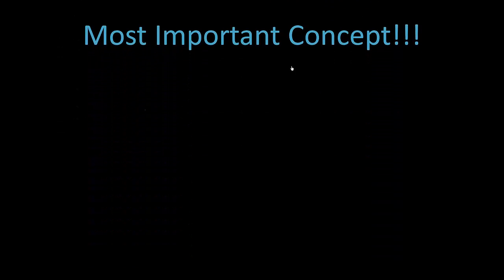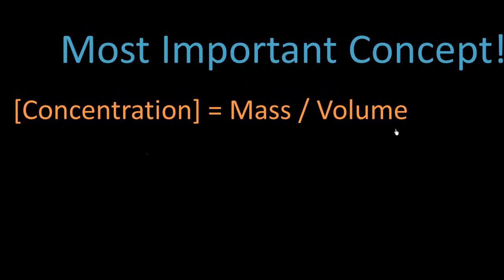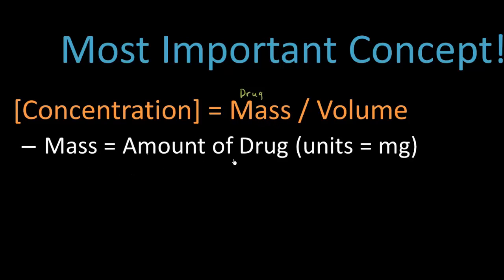So the most important concept. Well, this is something that you probably learned in high school. And what is that? Concentration is equal to mass over volume. Super simple. You must know this. But in terms of pharmacology, what are we talking about? When we talk about the mass, we're really talking about how much drug we gave, right? If you look at the dosages for most drugs, it's given in milligrams. So that's referring to mass, the amount of drug given in milligrams.